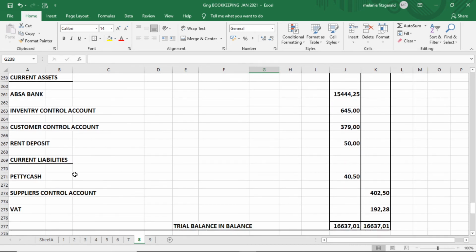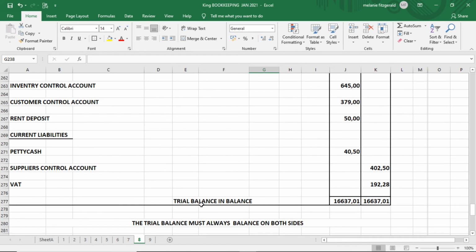Current liabilities, petty cash, $40.50. Suppliers control account of $402.50. And then the VAT, $192.28. Remember all that income we were bringing forward, all those amounts we're bringing forward from March and April, these are all brought forward into these trial balances.